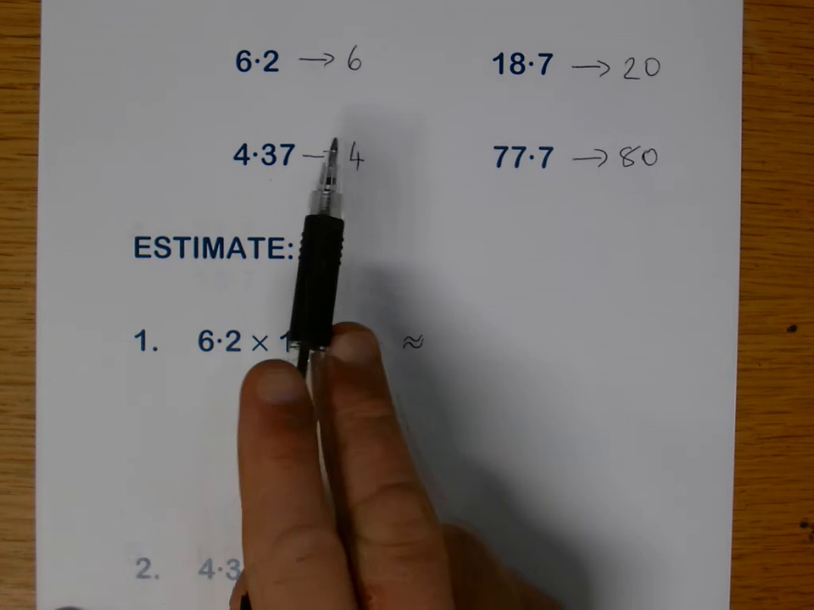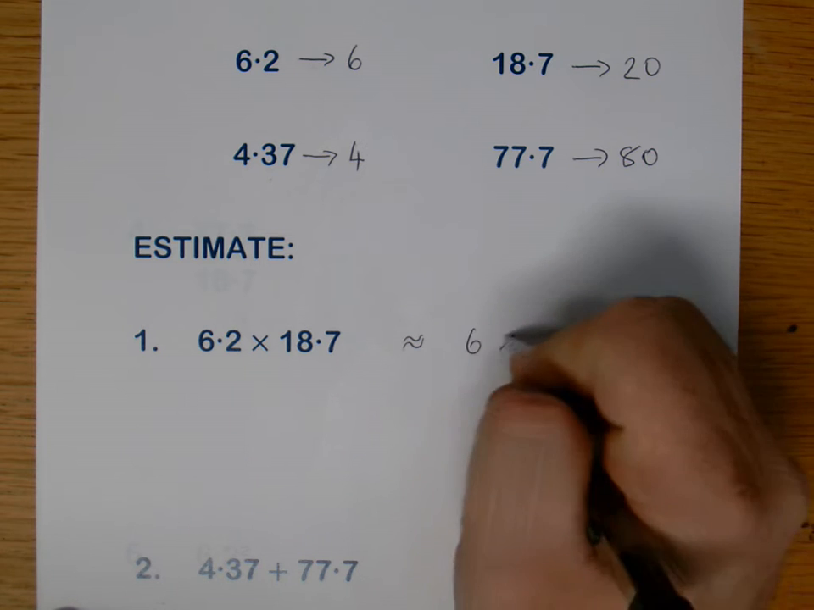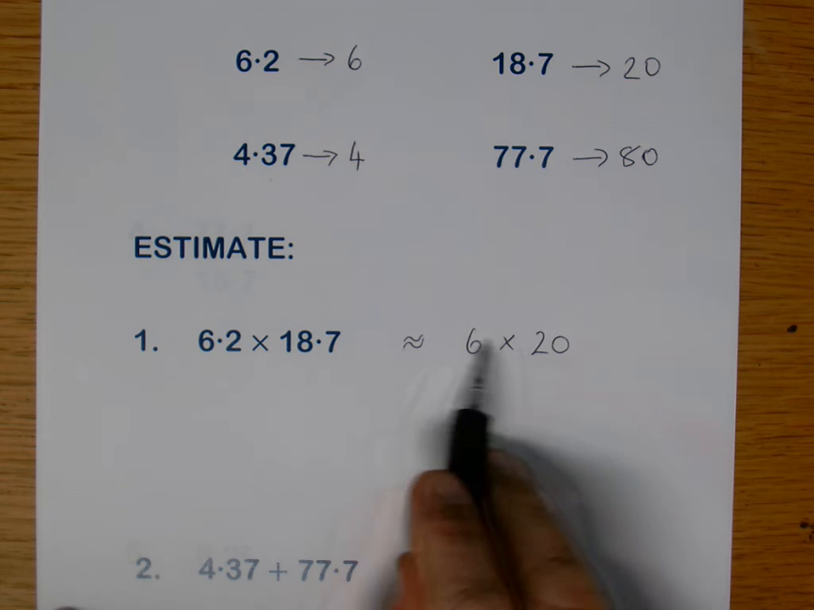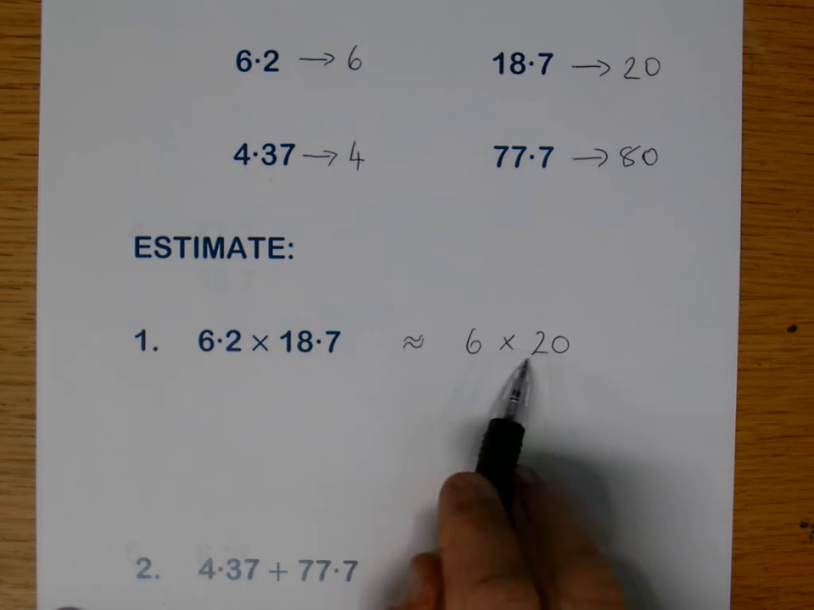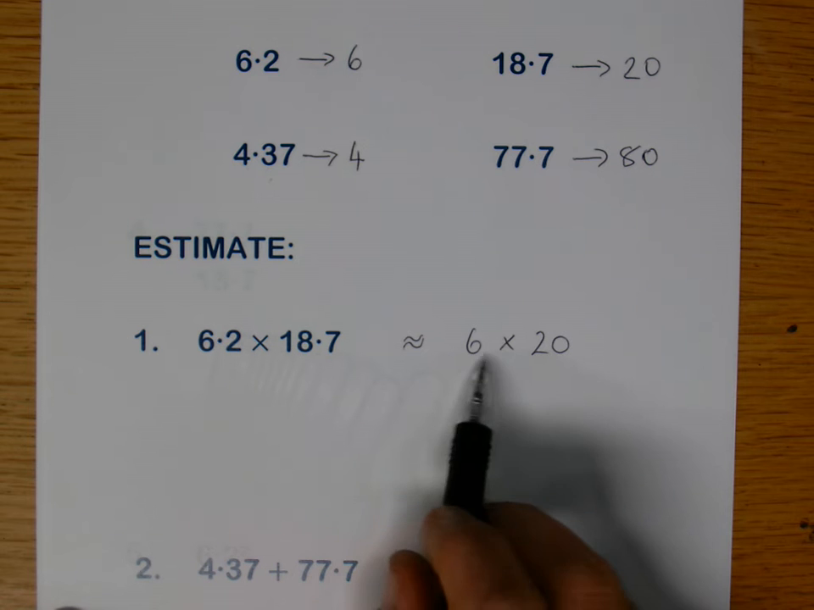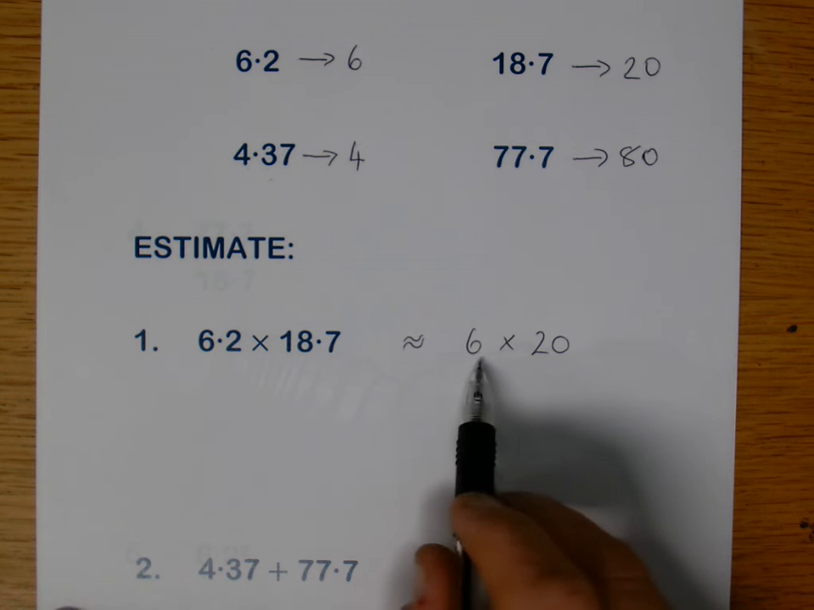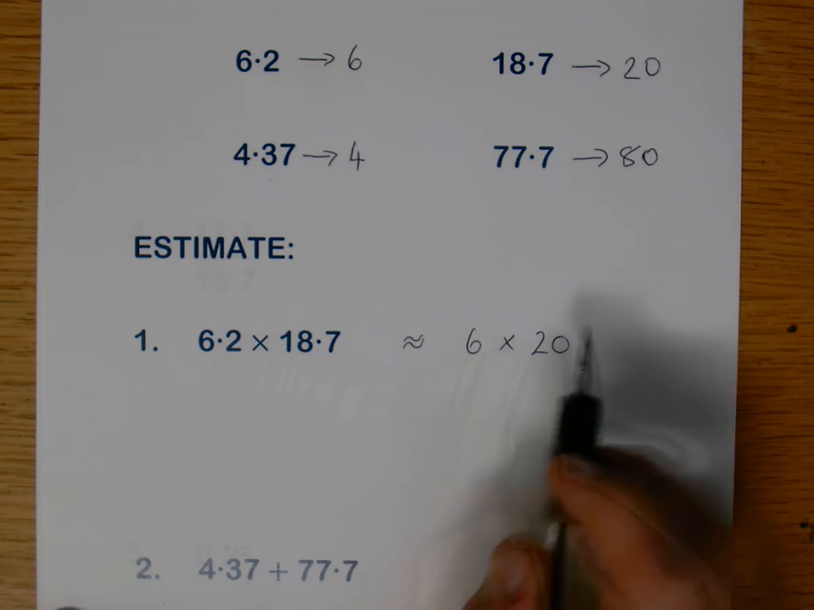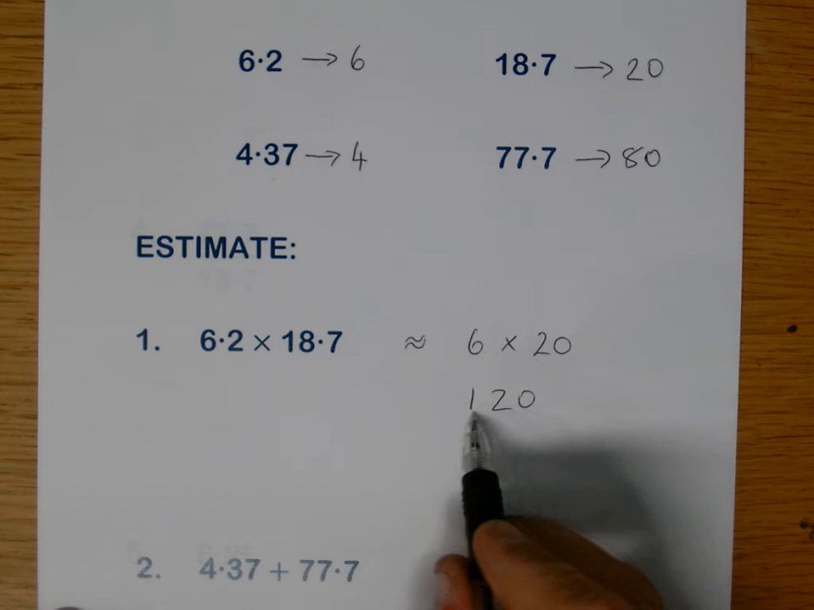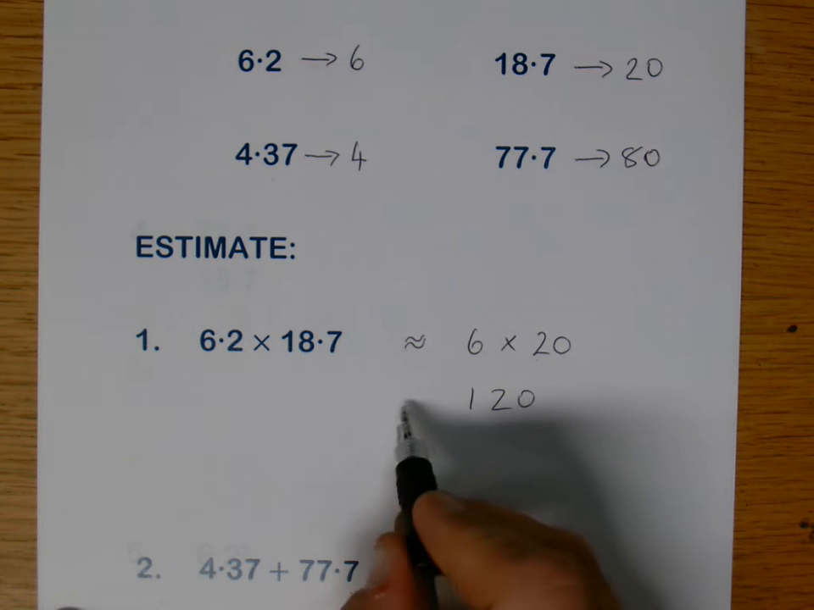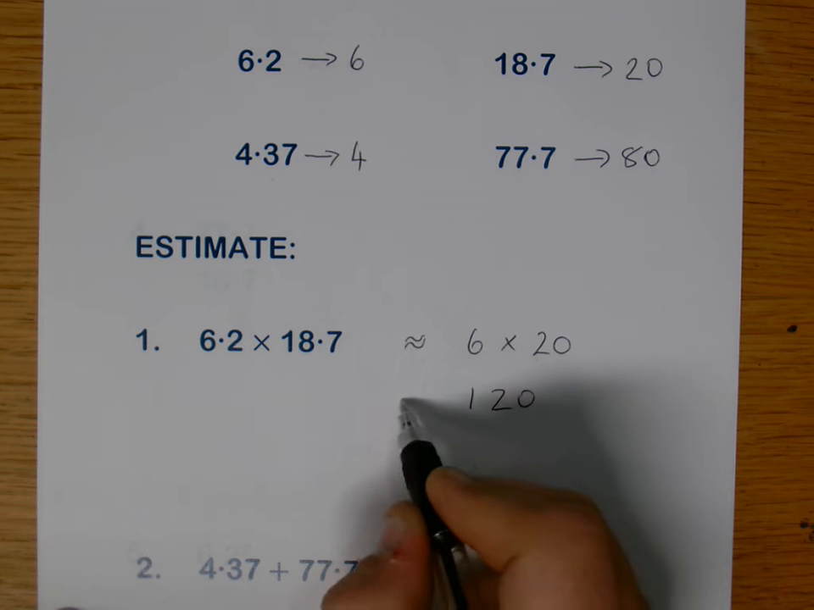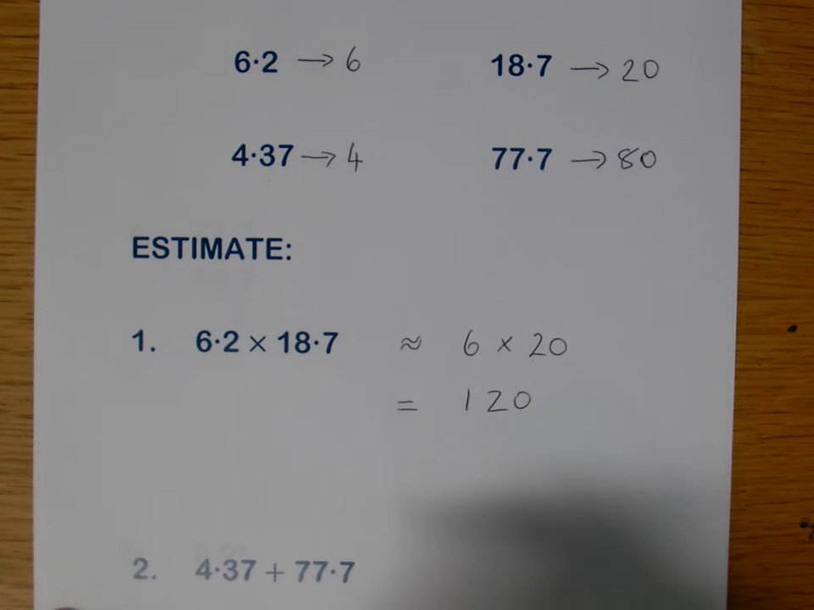Now 6.2, we rounded to 6, didn't we? And 18.7, we said that was close to 20. So when it comes to estimating, we can then work this calculation out, and it's going to give us an answer which is pretty close to the exact one. And of course 6 times 20 is quite straightforward, because you could do 6 times 2, which is 12, and add the 0 on. So you get 120. Underneath here, we write equals again. Because you've done the squiggly equals once, you don't need to do it again. You can if you want, or you can just go straight for equals.